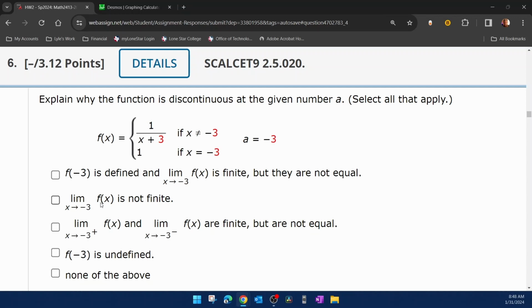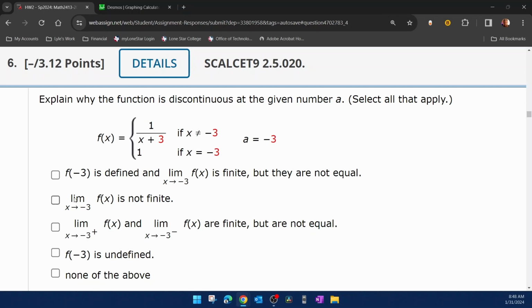The limit as x approaches -3 is not finite. That is correct, but it doesn't exist. And the third option says the limit from the right and the left are finite. Again, that is not true because it approaches +infinity and -infinity.